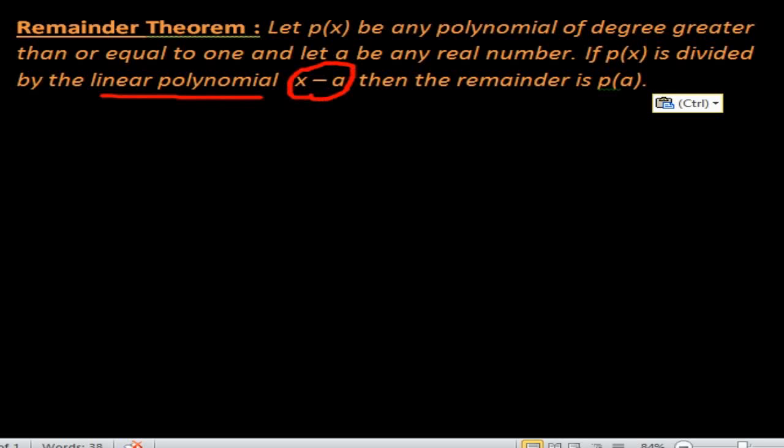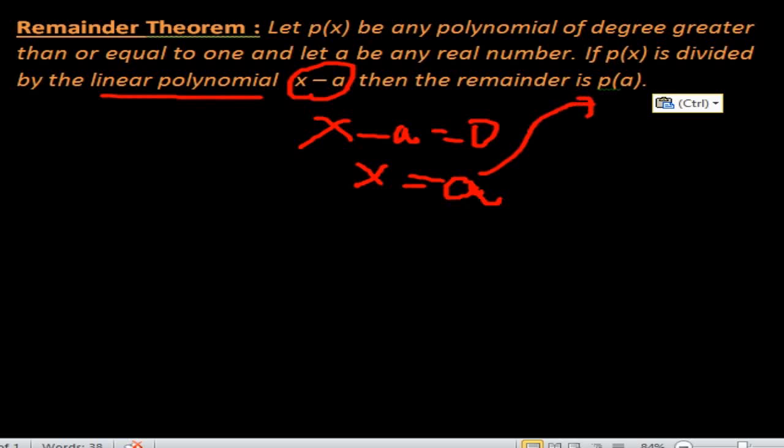How to find it is this: we equate x minus a is equal to 0 and we find the 0 for this, that is x is equal to a. This a will be substituted in place of x in p of x, so it becomes p of a. This is how we got p of a.